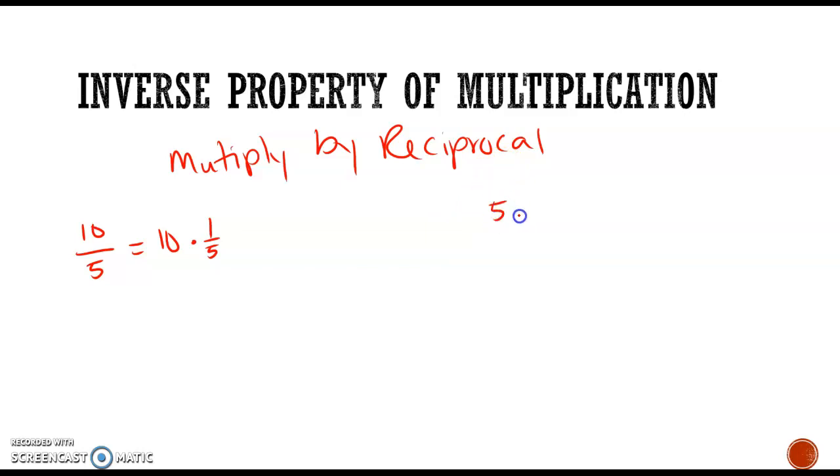So most of the time, with the inverse property of multiplication, you're trying to get to 1. So 5 times 1/5 gives us 1, or 2/3 times 3/2, right? 3/2 is the reciprocal. We're going to end up with 1.